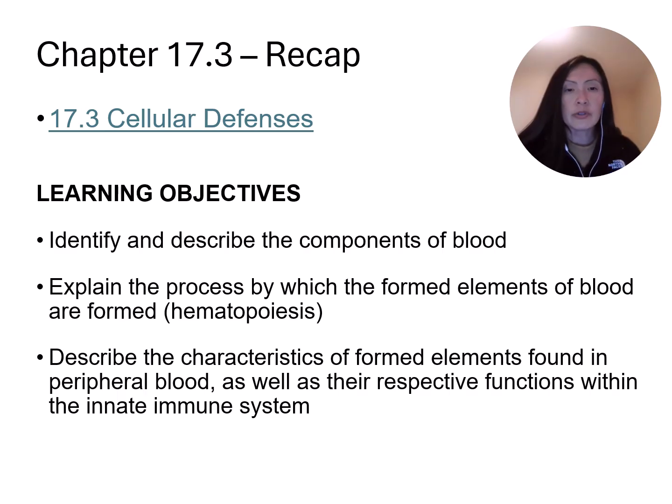All right, for the third learning objective, describe the characteristics of formed elements found in peripheral blood, as well as their respective functions within the innate immune system. So red blood cells, they don't have a nucleus, they carry oxygen, they're not part of the innate immune system. Platelets, they're involved in clot formation and wound repair. They can help trap microbes within the clots.